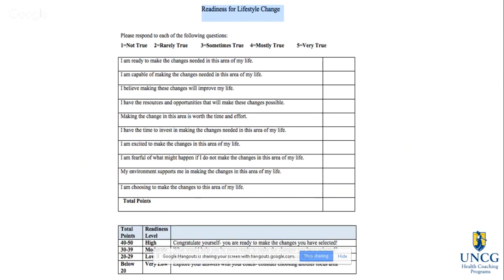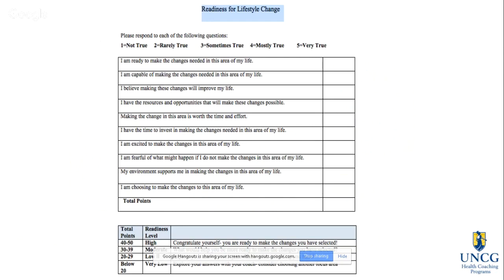So some examples for follow-up questions that could come from this assessment based on some of the items would be, tell me more about your concerns and fears if you decide not to make a change. What environmental supports do you have to help you reach your goal right now? What environmental constraints do you foresee? And what are some strategies to overcome those constraints?